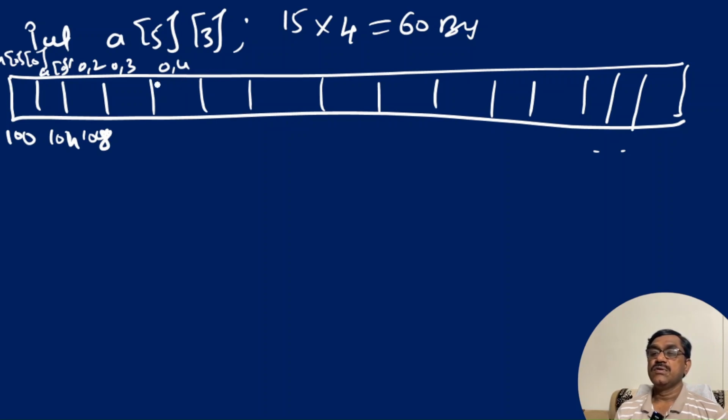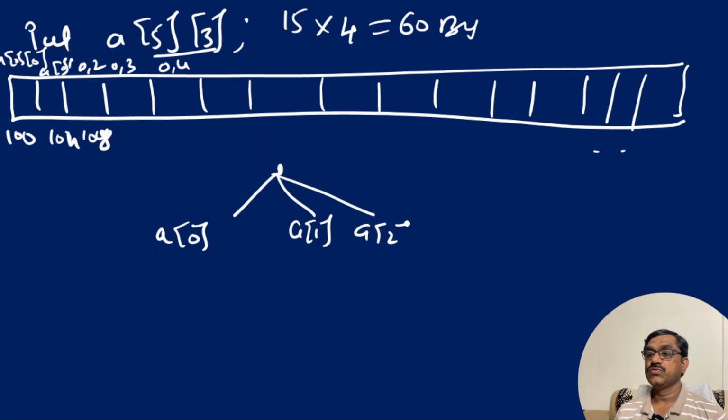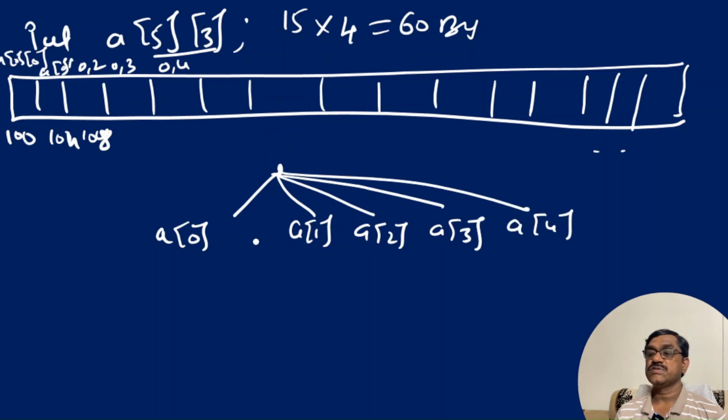Next, what you do? 0 1, 0 2, 0 3. Total how many elements here? 15 elements, right? 5 by 3 means first you take 5. 5 means a of 0. See how to divide this. Whenever we declare like this, the first dimension you take as a of 5. A of 5 means we write a of 0, a of 1, a of 2, a of 3, and this is a of 4. This is the first dimension.